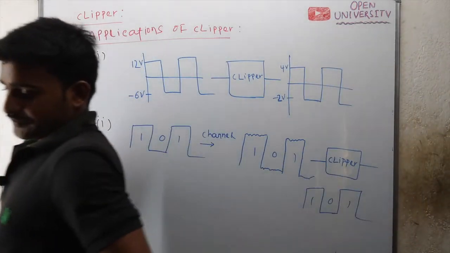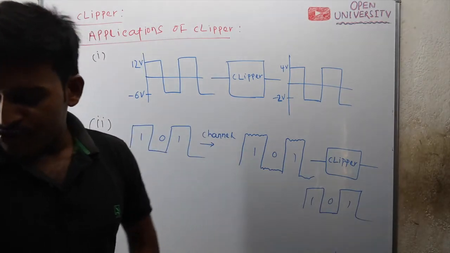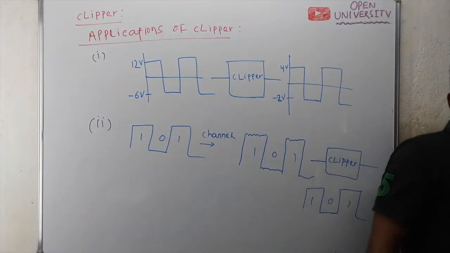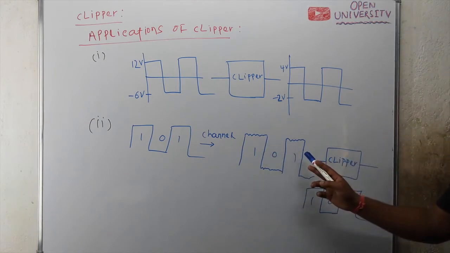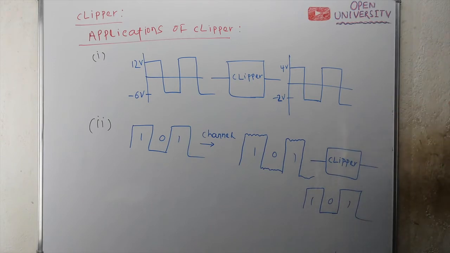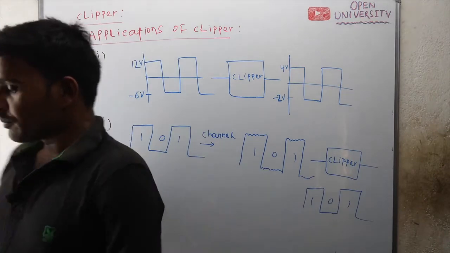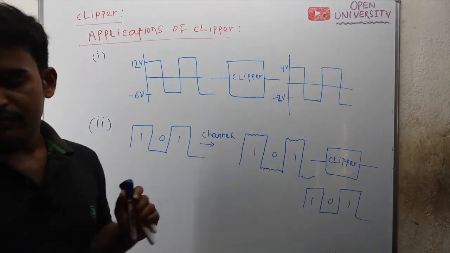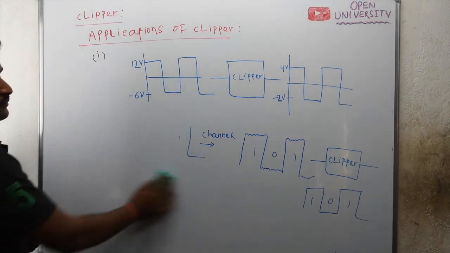Write down the second point: a clipper is used to remove noise from pulse waveform in digital communication. These are the two applications of a clipper. One is to limit the amplitude of a signal, and the second one is to remove noise from pulse waveform in digital communication.